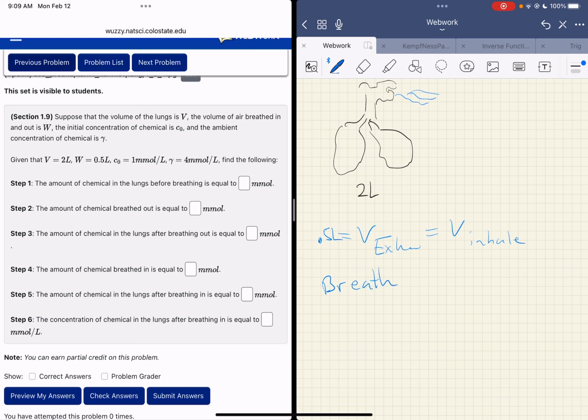What counts as one breath? Well, the way we're going to do it is we're going to begin with an exhale. So one breath is an exhale followed by an inhale.